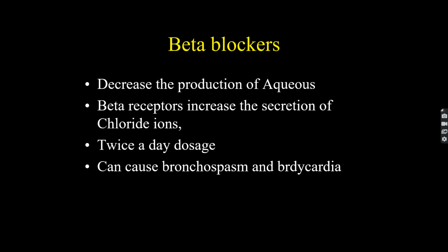The spelling of bradycardia is wrong, please correct it. Bronchospasm and bradycardia. So you must take the history of the patient before prescribing beta blockers. That is, if the patient has asthma or any respiratory problem, you must be very careful in giving beta blockers. Then you also check the pulse of the patient. If the pulse is below 60, I would never give beta blocker eye drops.